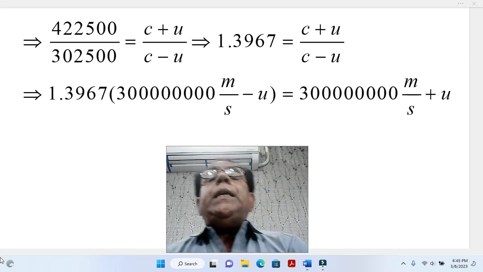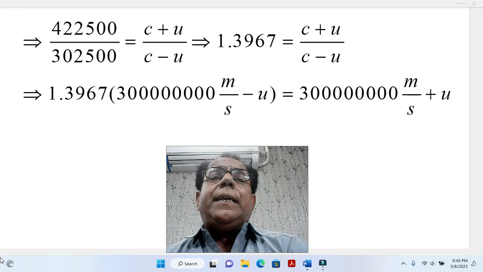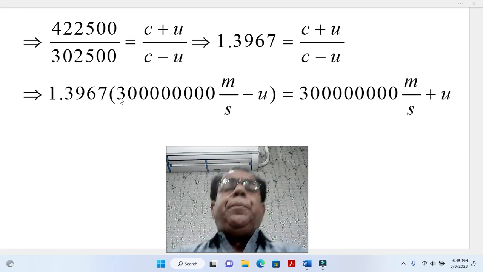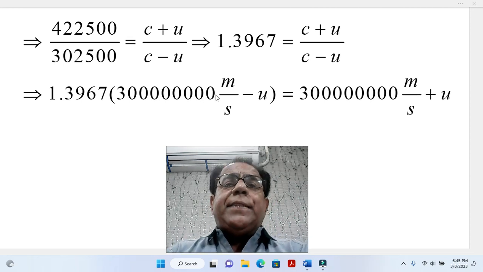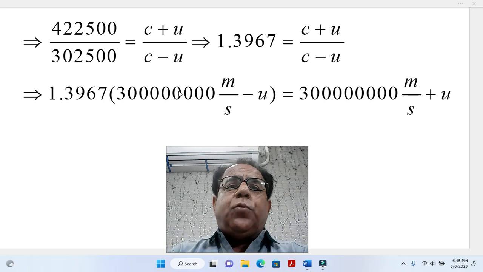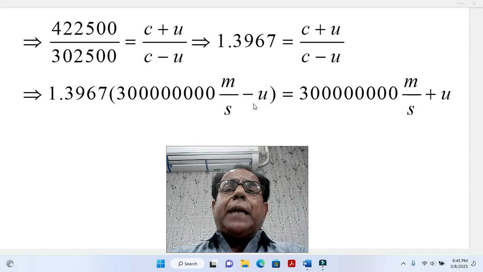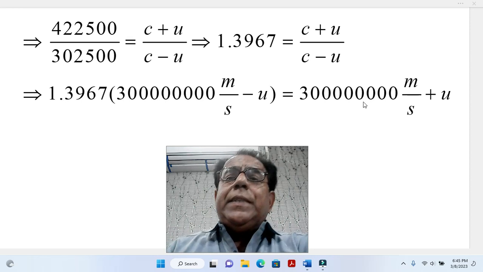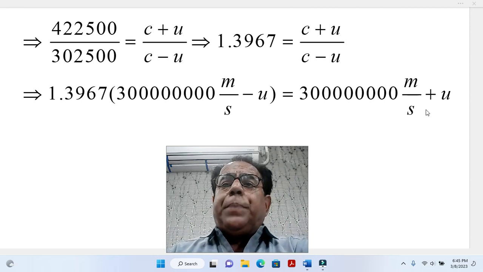If we do not write 10 raised to the power 8, then we will have to write 3 in this form: 3 along with 8 zeros. Okay, 1 2 3 4 5 6 7 8, 3 along with 8 zeros meter per second minus u is equal to again 3 with 8 zeros meter per second plus u.